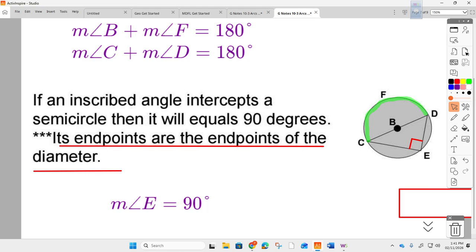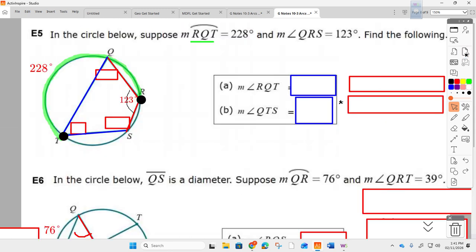Okay. So this is an inscribed angle. It's inscribed because the vertex is on the circle. Its endpoints are on the circle. This one, its endpoints are also the same endpoints of the diameter, so we know the arc is 180. Half of 180 is 90. So it's not really a new concept there.